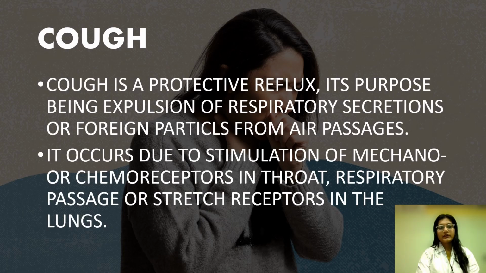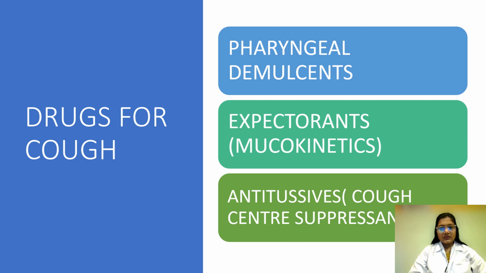In this video we are going to learn about the drugs for cough. Cough is a protective reflex and it occurs due to stimulation of specific receptors, like mechano or chemoreceptors in the throat and also the respiratory passage, or stretch receptors in the lungs. So the drugs for cough include pharyngeal demulcents, expectorants, and antitussives. Antitussives are cough center suppressant drugs.